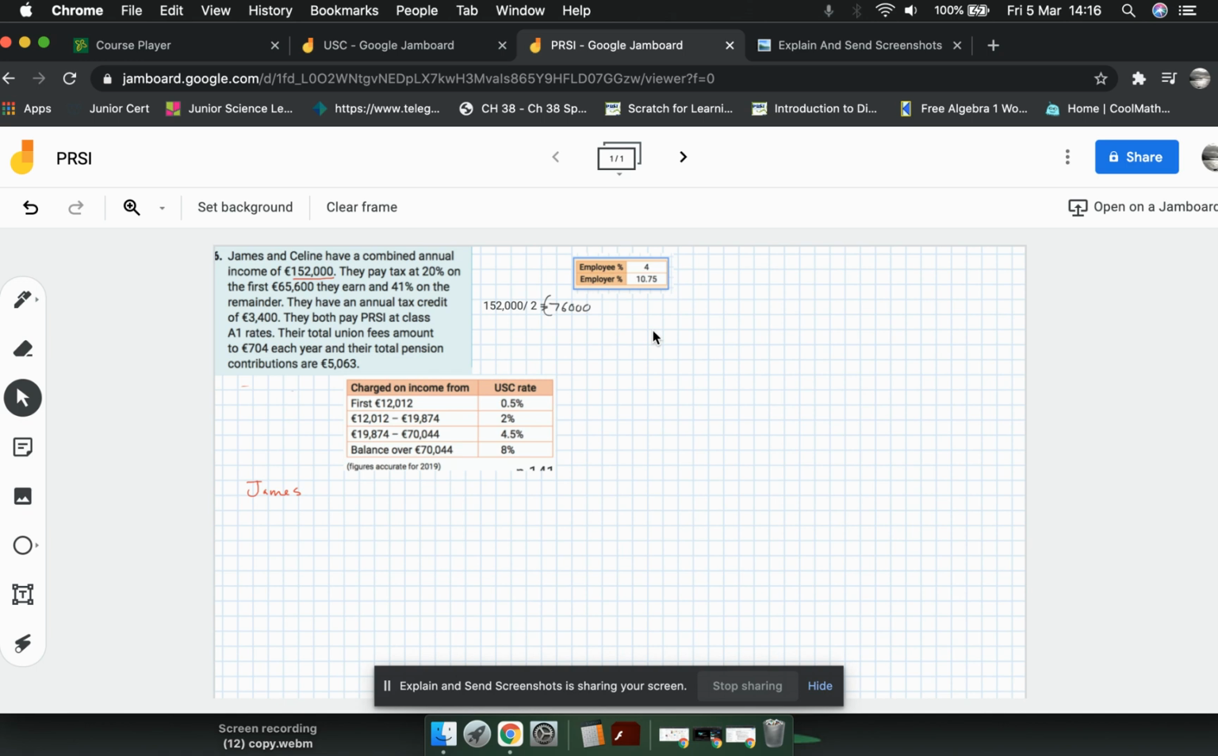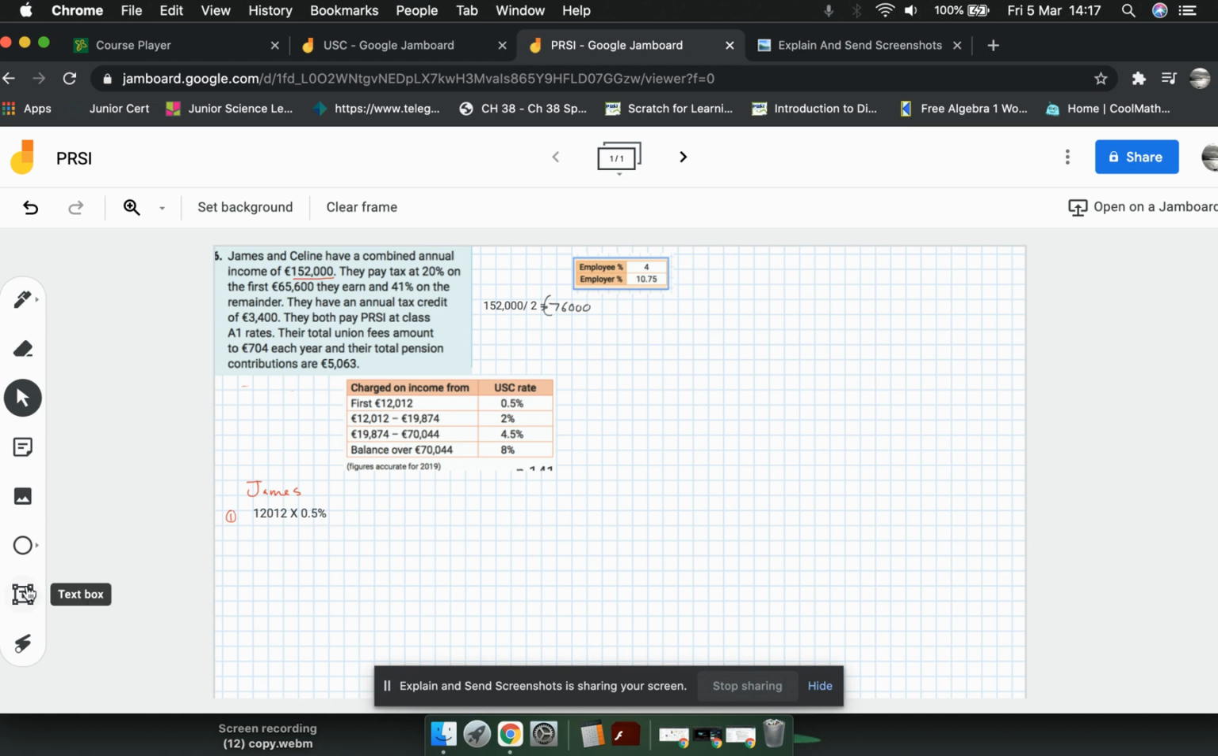So he's going to have to pay in each of these brackets, and we're going to number these. We start with number 1, which is the first 12,012 euro, and he's being charged at 0.5%. That is the first charge he has to pay. The next charge: we take 19,874 minus the 12,012 euro to see how much money is being charged at this level.